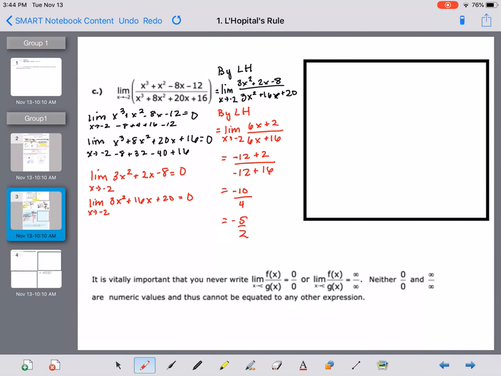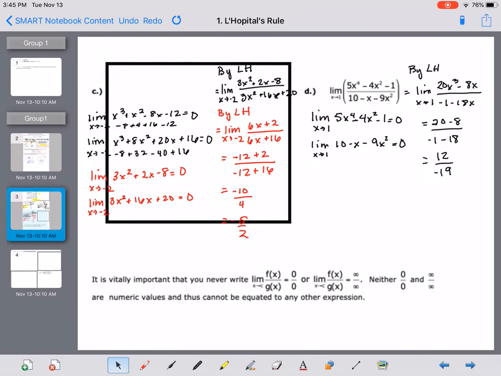So again, what I want you to do is to pause the video and work out D, and then come back and see if you got it right. I'm serious, pause the video. Okay, let's look at that and see if we got it correct.